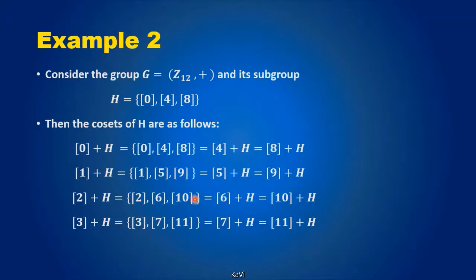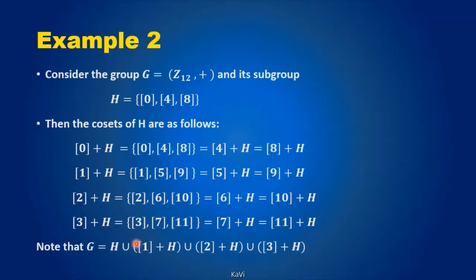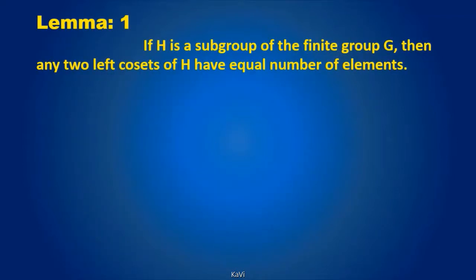As in the previous example, in this example also you may note that these left cosets are disjoint and have equal number of elements. So G is partitioned like this: H union 1 plus H union 2 plus H union 3 plus H. Next we shall see 2 lemmas which are required to prove Lagrange's theorem.